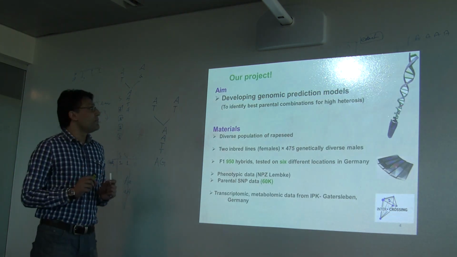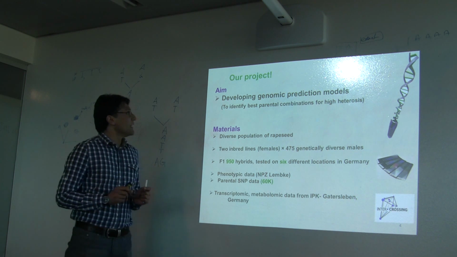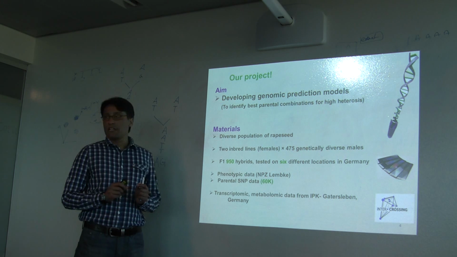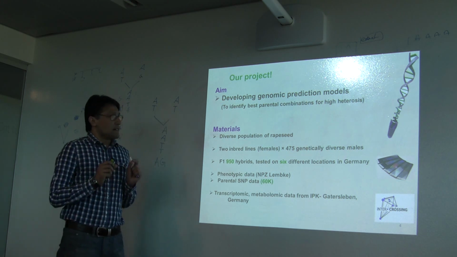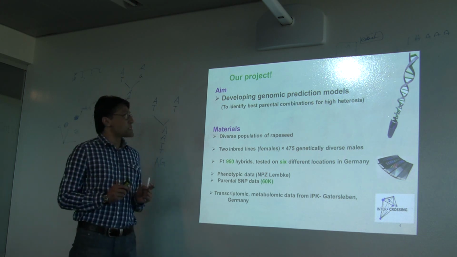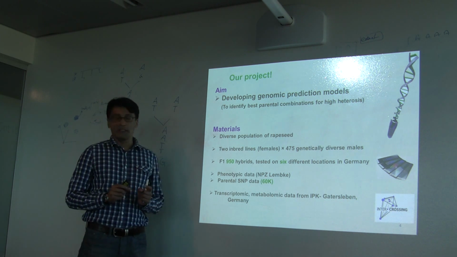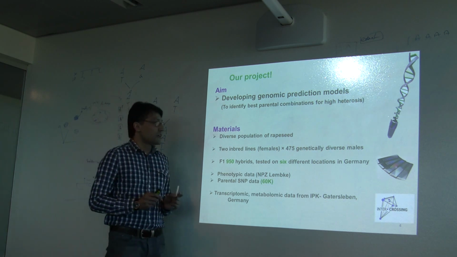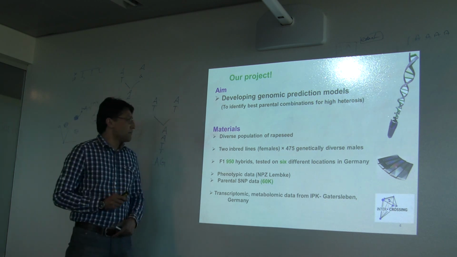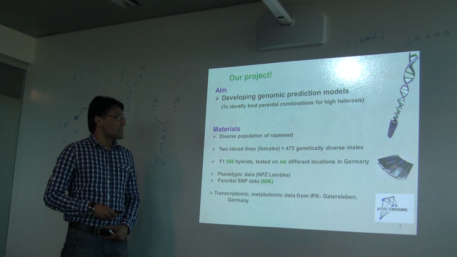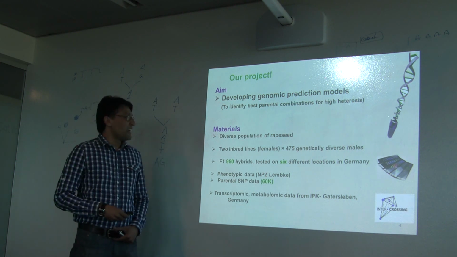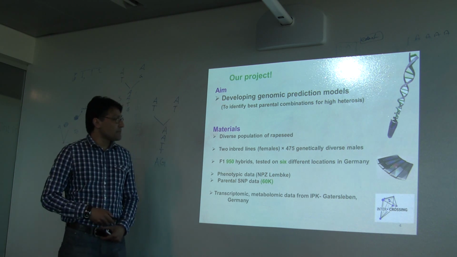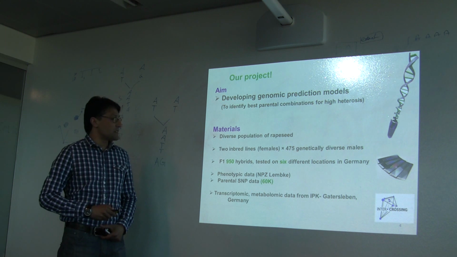Now coming to my actual project, the aim of my project is to develop genomic prediction models simply to identify best parental combinations for high heterosis. So the material I'm using is the diverse population of canola, rapeseed. We have two inbred lines, as Andre already said, crossed with 475 genetically diverse males. And we have 950 hybrids.